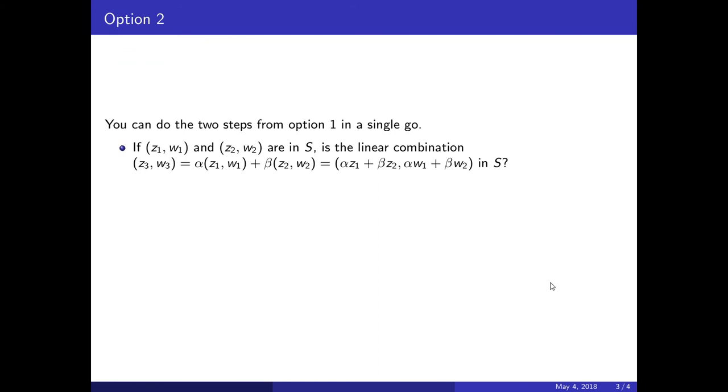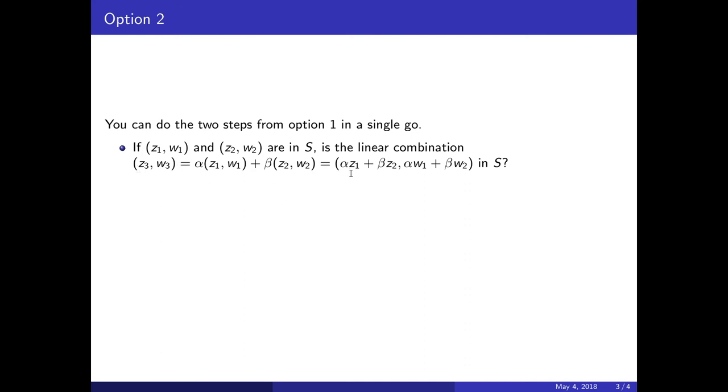Option 2. You can do the two steps from option 1 in a single go. So what you do is you take two vectors, Z1, W1 and Z2, W2, and you assume they're in the space S, and instead of just doing a sum, you do a linear combination. In other words, you multiply the first vector by a scalar, you multiply the second vector by another scalar, and add those two things up, and call that Z3, W3 instead.